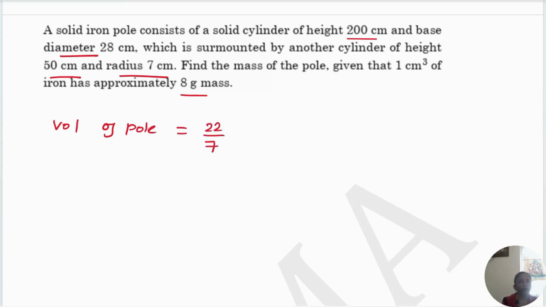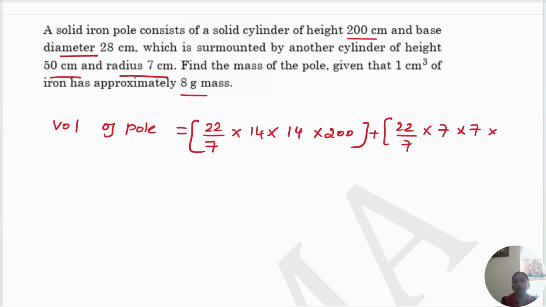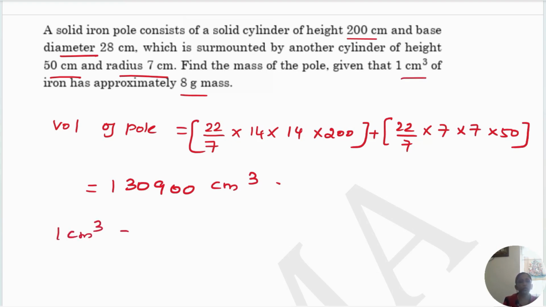So 22 by 7. Here the diameter is given, so the radius is 14. 14 into 14, height is 200. So this is for the first pole. For the second pole, 22 by 7, 7 into 7 into 50. If you calculate this value, it will be 130,900 centimeter cube. What is given? 1 centimeter cube is 8 gram of mass.